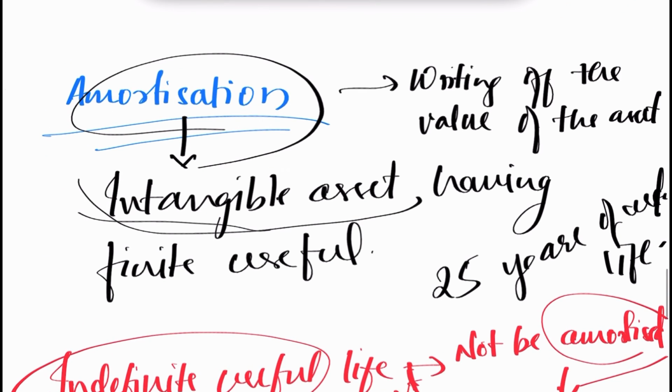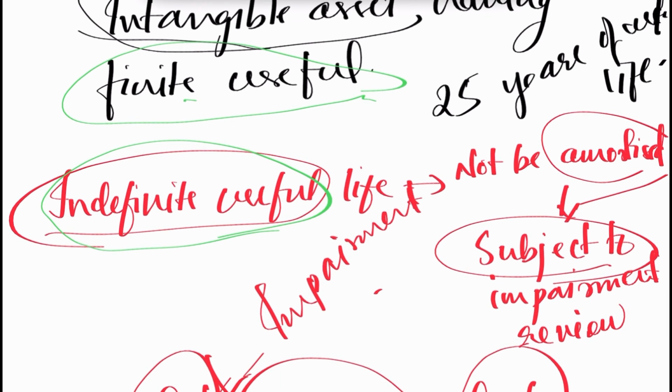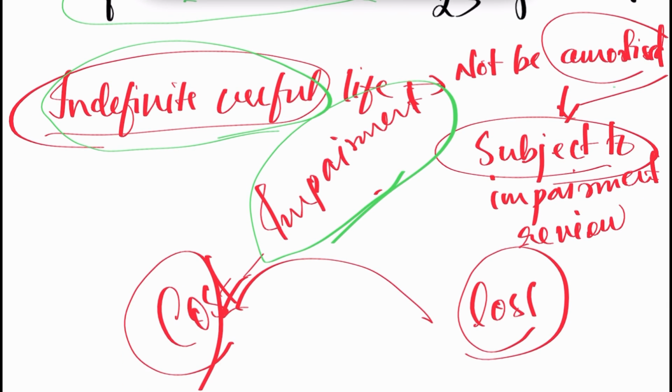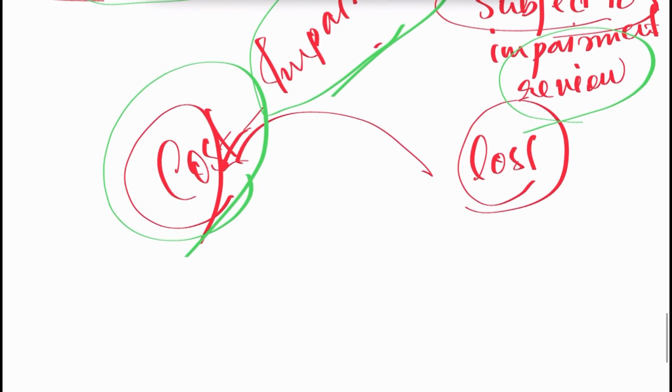Then amortization means writing off the value of an asset. An intangible asset having a finite useful life can only be amortized. An intangible asset with an indefinite useful life is subject to impairment review, that is, the impairment loss must be reduced from the cost.